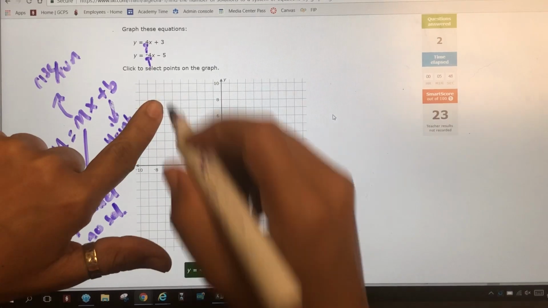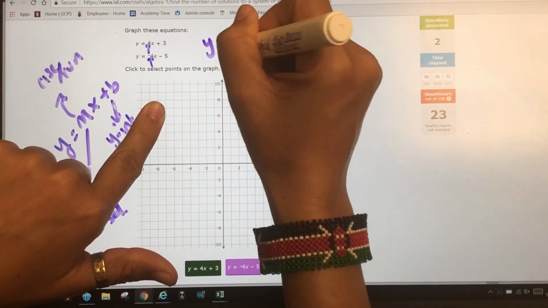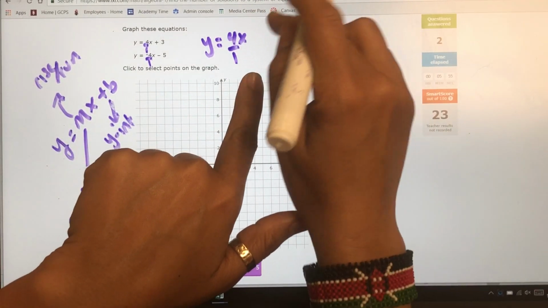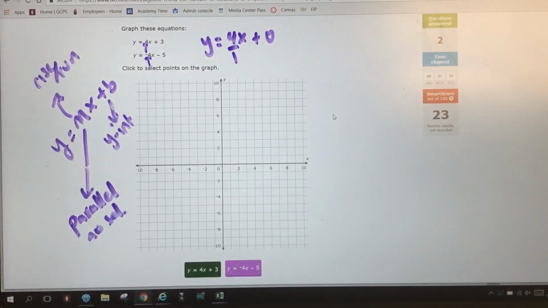Now, just as a point of reference, if I didn't have a number here, like if I had y equals just 4x, I would put my 1 there, but there's no number here. So because there's no number here, my intercept would be plus 0. Okay, so just a side note.